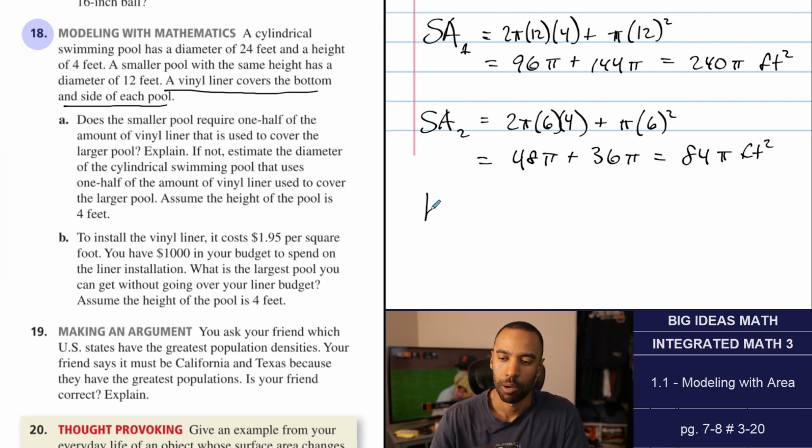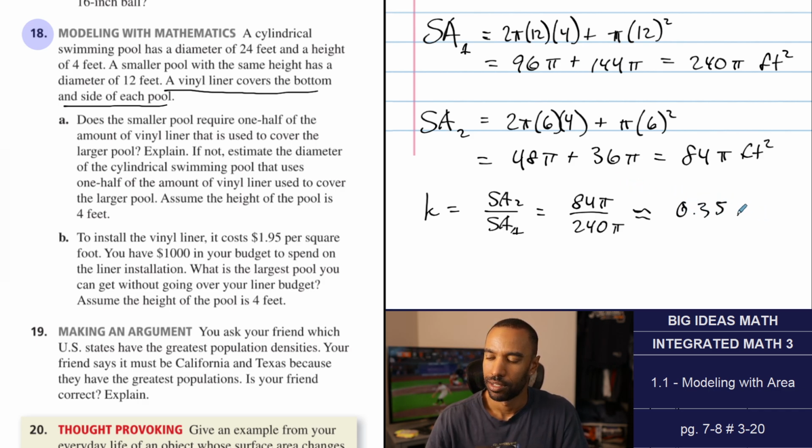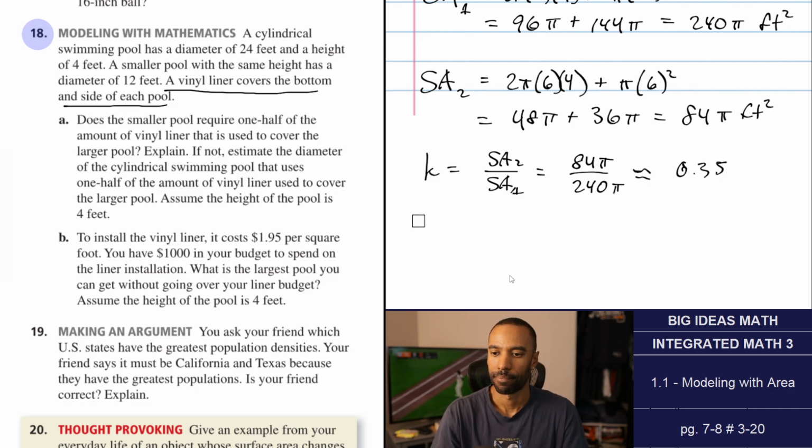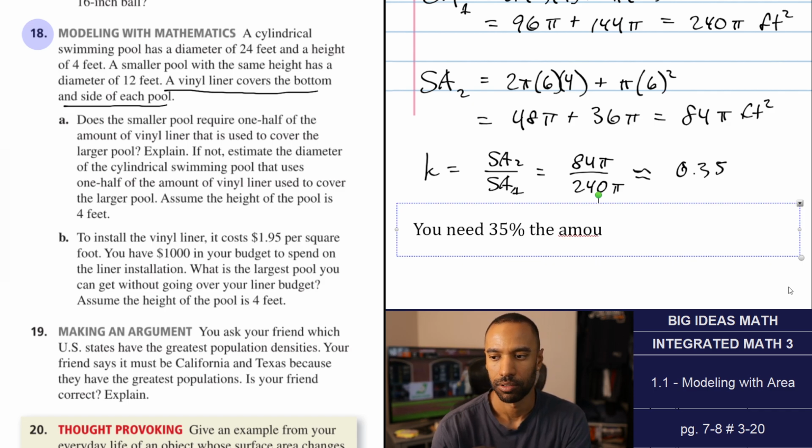How much? I'll say K instead of compare this time. Surface area 2 over surface area 1. This is how I should have been writing them before anyway. So 84 pi over 240 pi. It's a little more than a third. So 84 over 240, that can clearly reduce, but let's see what kind of decimal they give us. 0.35. I'll say 0.35. You need 35% the amount of vinyl for the smaller pool.